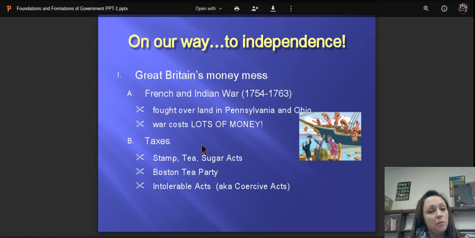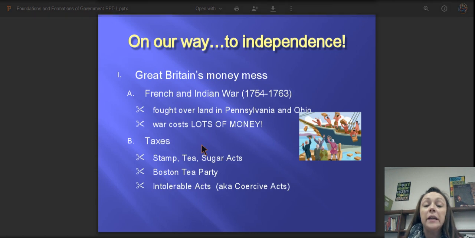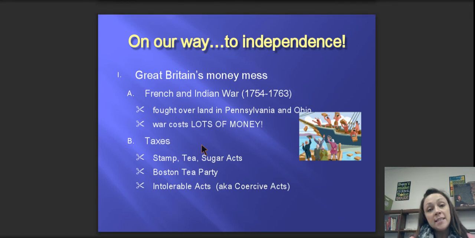And this is something that you've heard about since you were very young. The Stamp Act and the Tea Act and the Sugar Acts and the Boston Tea Party, all of those different events eventually led to something called the Intolerable Acts, which eventually led to uniting for independence.